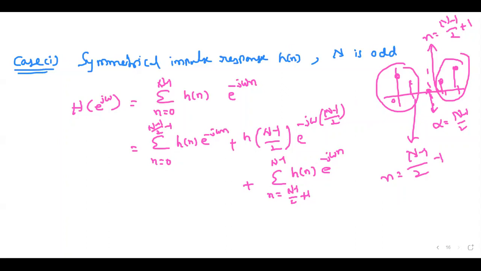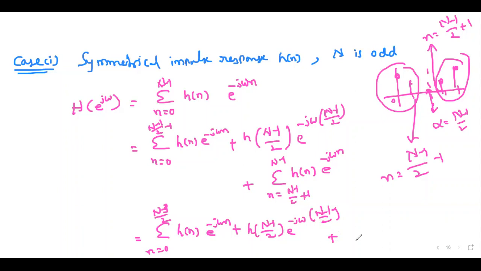Now this can be simplified. The top summation limit N minus 1 by 2 minus 1 can be written as N minus 3 by 2, taking the LCM. So we have summation n equal to 0 to N minus 3 by 2 of h of n e power minus j omega n, plus h of N minus 1 by 2 into e power minus j omega of N minus 1 by 2, plus summation n equal to N plus 1 by 2 to N minus 1 of h of n into e power minus j omega n.